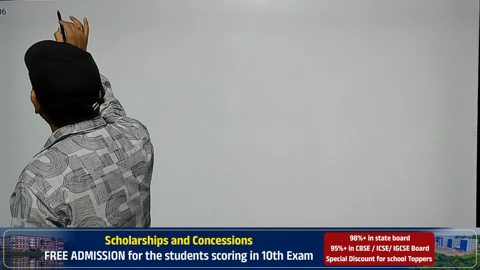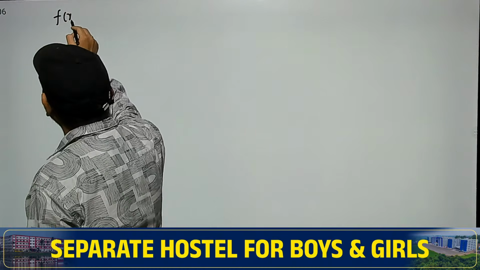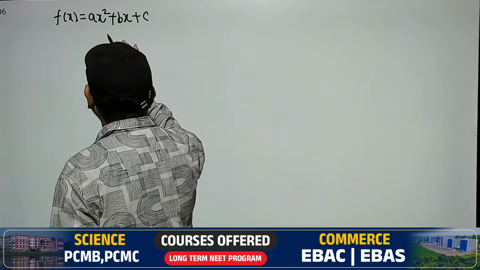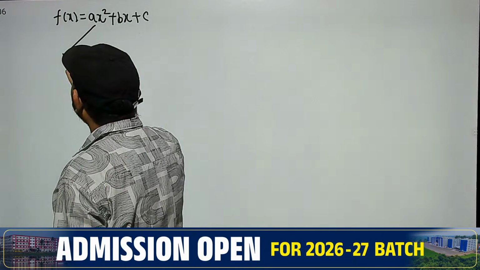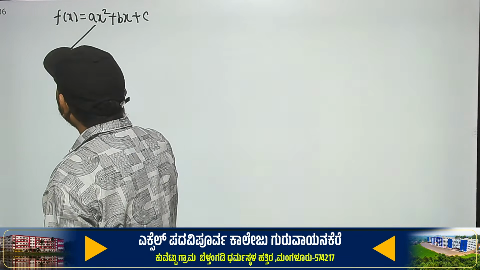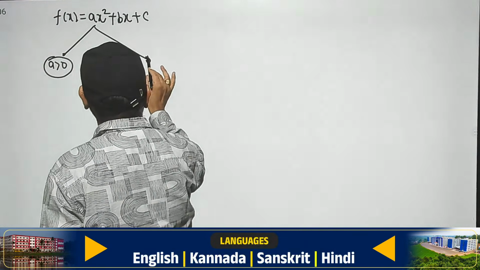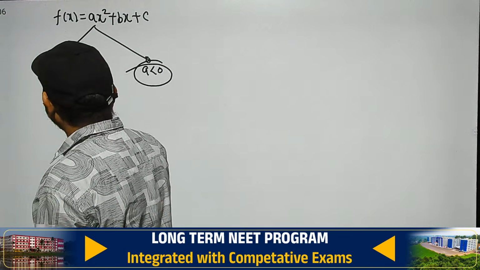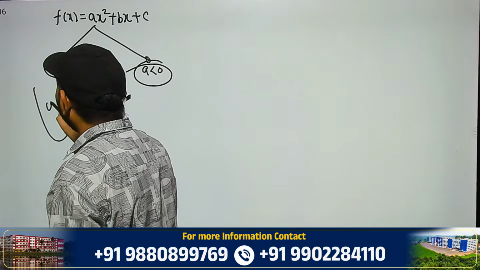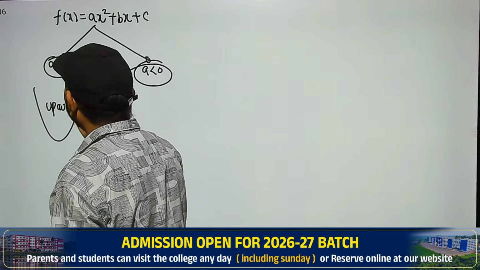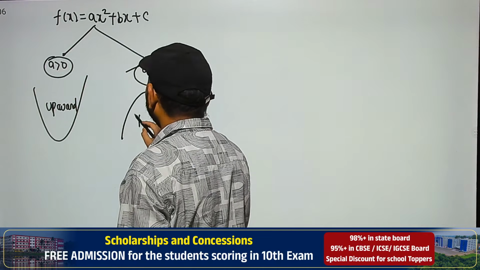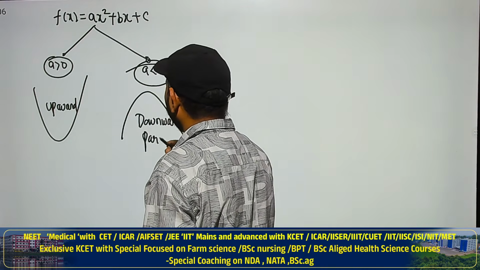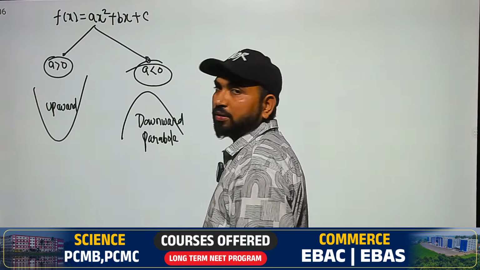Let's suppose any curve, f of x is equal to ax square plus bx plus c. And let's suppose A is positive. If A is positive, then what happens? And if A is negative, then what happens? A positive means upward parabola. A negative means downward parabola. That I discussed.